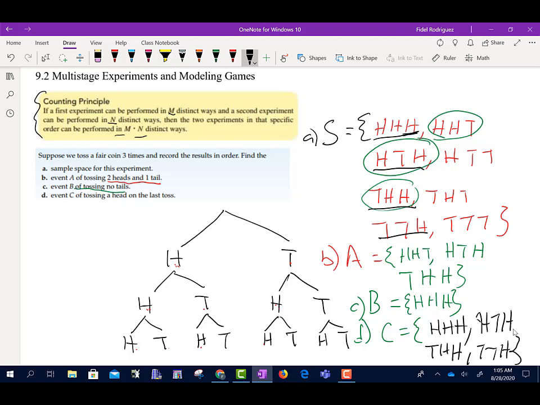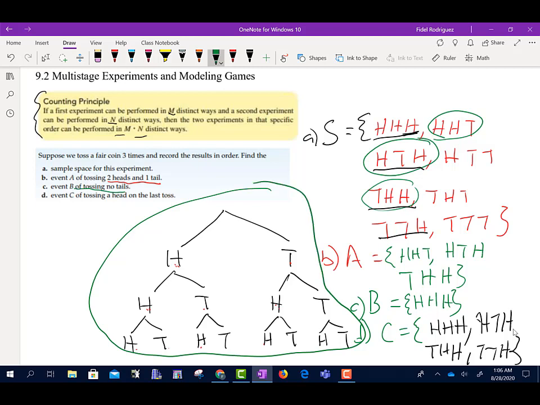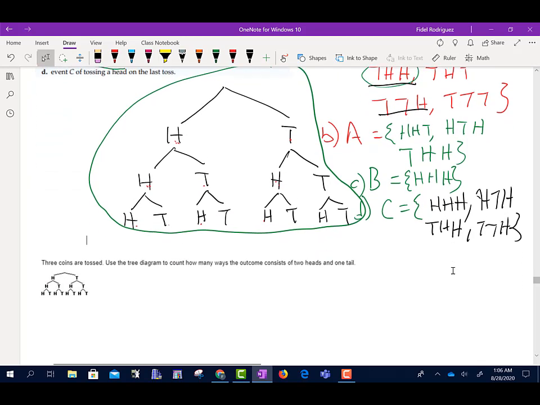Okay. So one thing I really want to point out here, y'all, is when I draw my tree diagram, it really helps me out because I'm able to visualize what's going on, okay? So tree diagrams, I think, are really, really helpful. Let me go ahead and move on to the next one here.